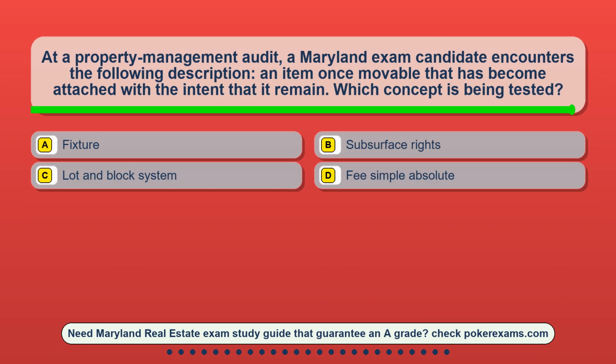Question 21. At a property management audit, a Maryland exam candidate encounters the following description: an item once movable that has become attached with the intent that it remain. Which concept is being tested? Option A, fixture. Option B, subsurface rights. Option C, lot and block system. Option D, fee simple absolute.